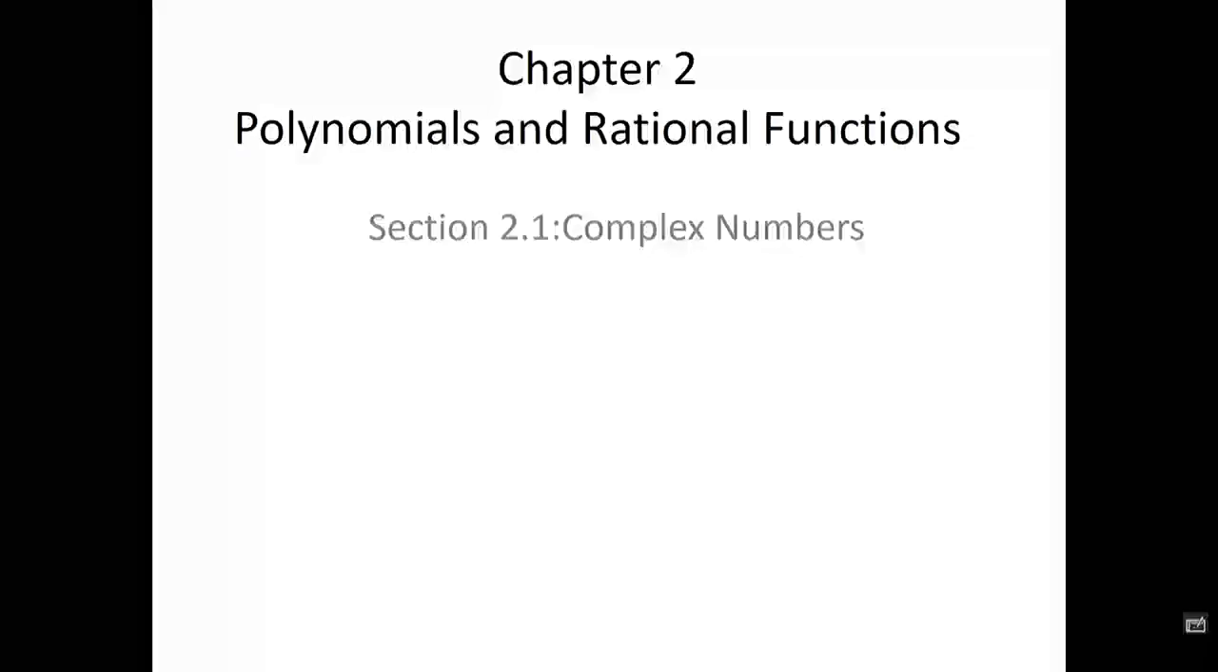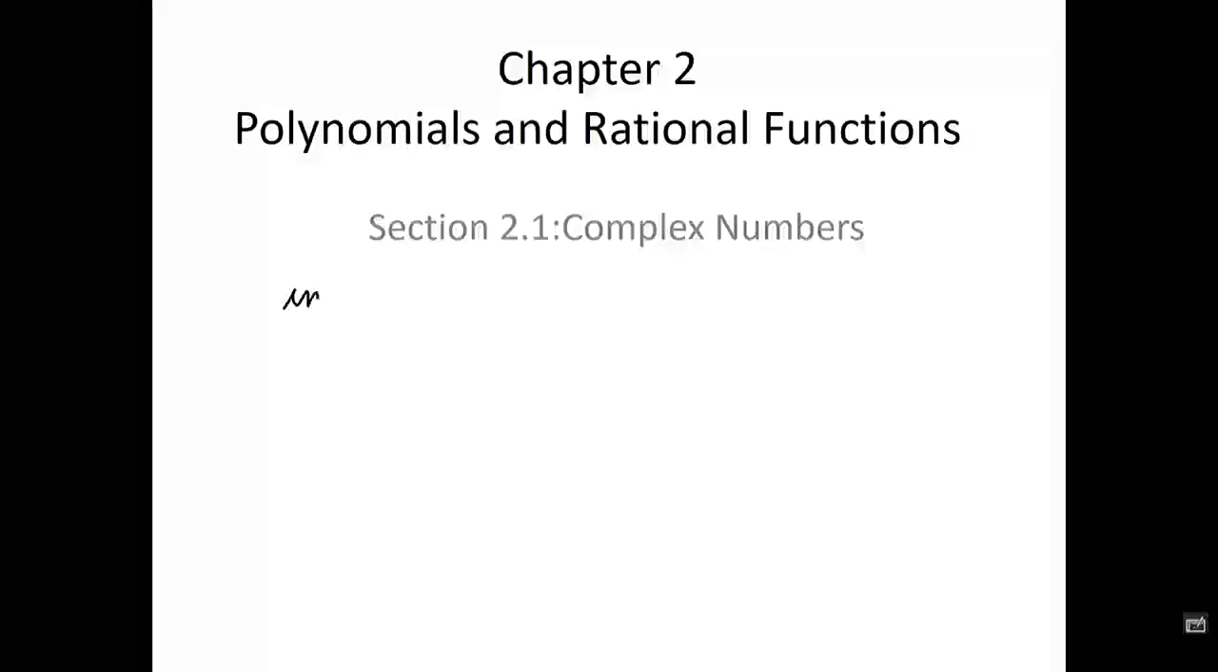In this section, before we introduce complex numbers, we need to introduce the imaginary unit i, because earlier we said that the square root of a negative number is not a real number. In this section, we will be able to say what the square root of a negative number is. But first, let's define what we mean by the imaginary unit i.